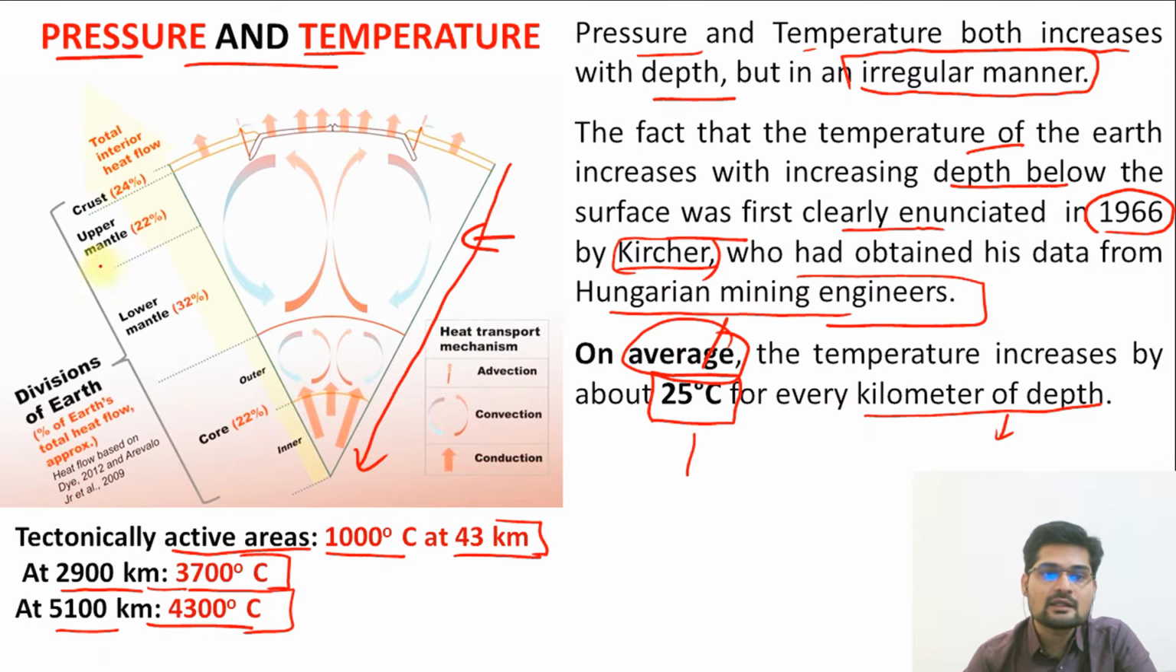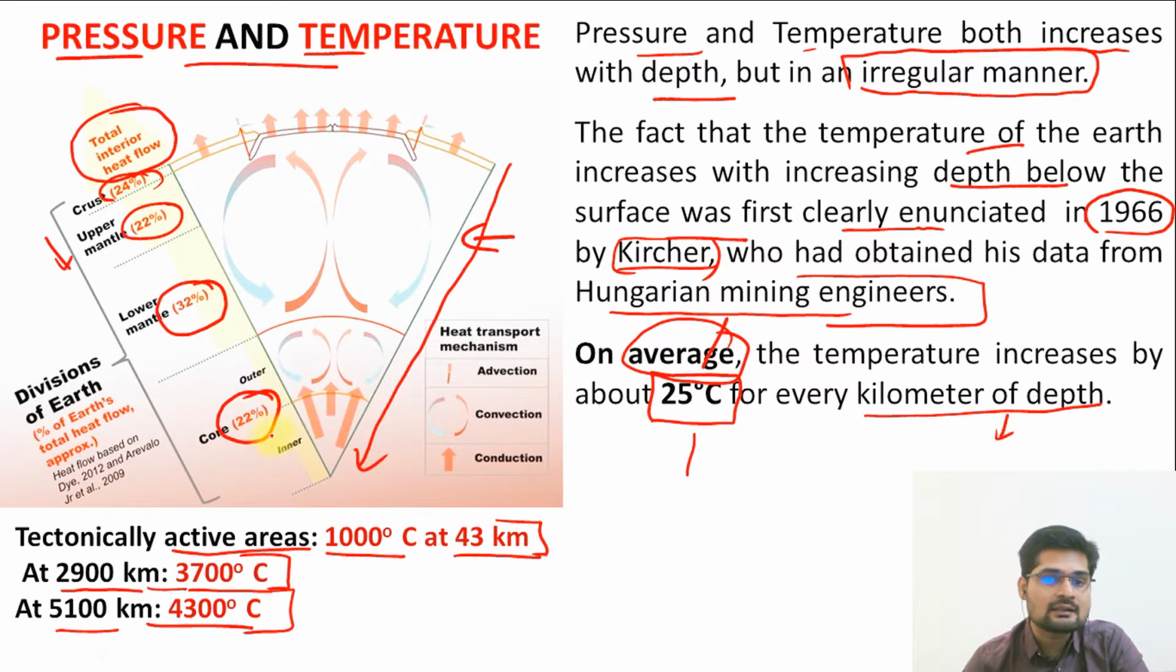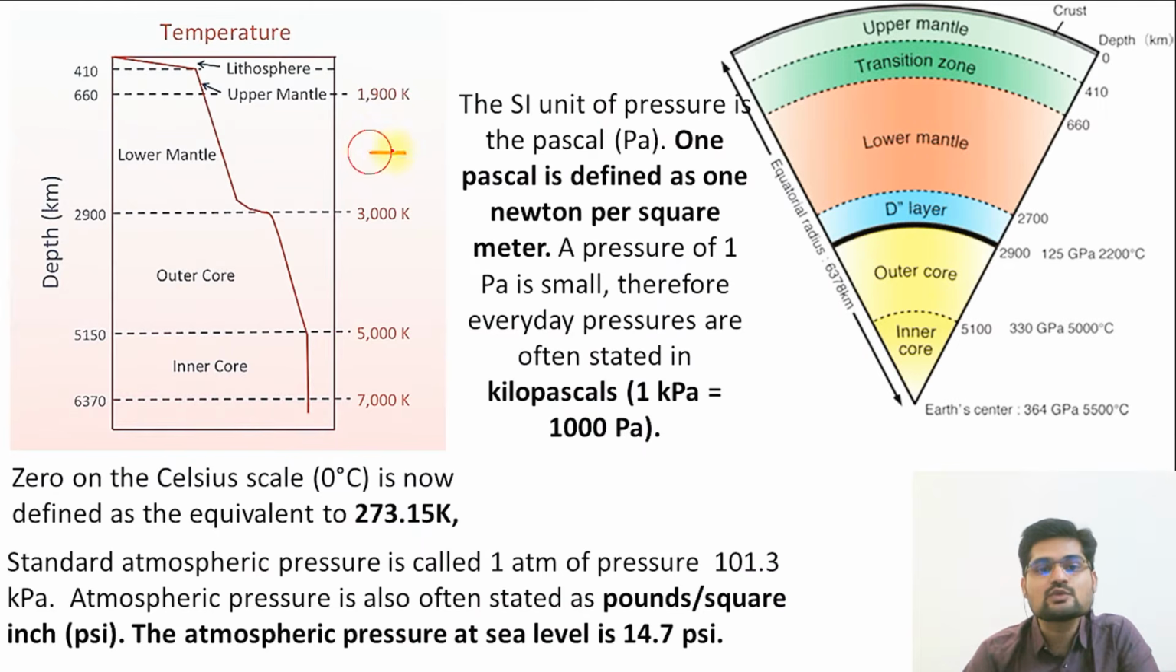And apart from that, if you look at this image, you find the total interior heat flow. The crust has 24% of that, the upper mantle has 22%, the lower mantle has 32%, and the core, including outer and inner, has 22% of the total interior heat. So the heat inside the earth has this kind of distribution, which may be asked in a multiple choice question.